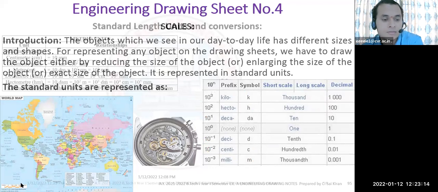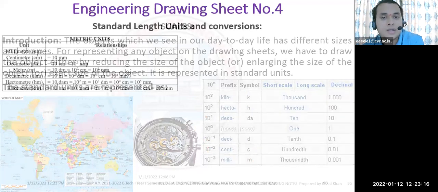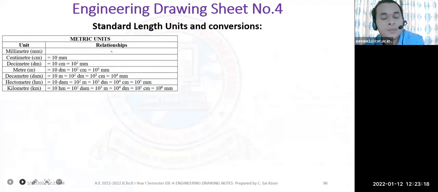Yeah, so metric units. There are two types of units: metric units and imperial units. A few countries use metric units, and a few countries use imperial units. So I gave the relationship between meters, decimeter, centimeter, millimeter, and the relation between meter, decameter, hectometer, kilometer in terms of millimeters. Suppose I'm taking millimeter as the standard one.